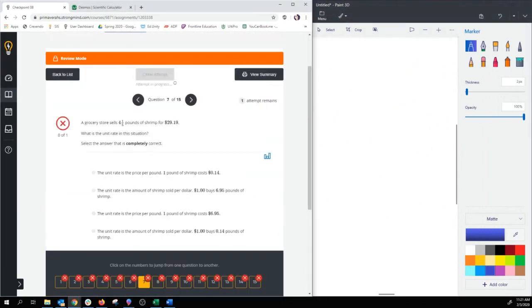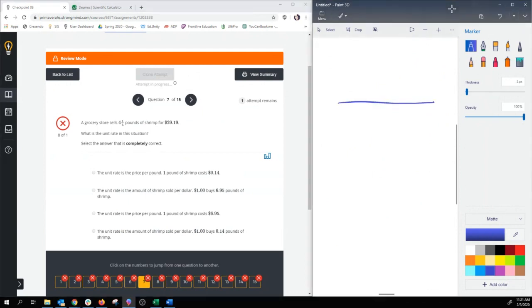Next one. So a grocery store sells 4 1/5 pounds of shrimp for $29.19. What is the unit rate for this situation? Select the answer that is completely correct. Okay. Well, whenever we're writing a ratio and we have money, money always goes where? On top or on bottom? Money always goes on top. Perfect. So I'm going to put this 29.19 on top, and I can buy 4 1/5 pounds of shrimp.